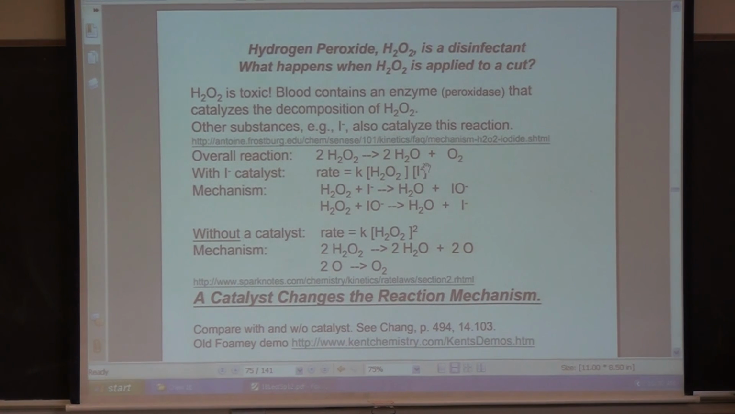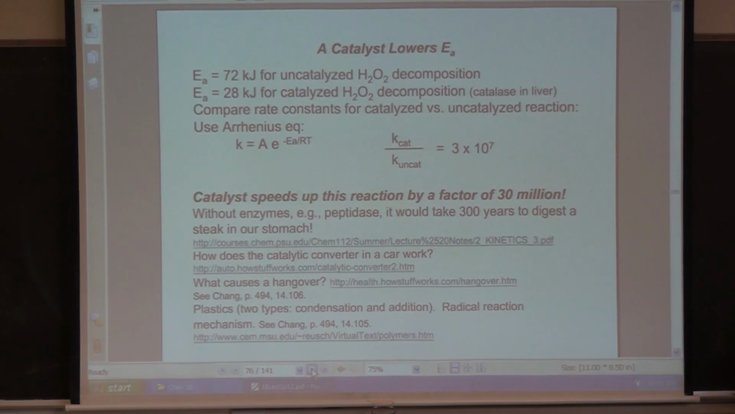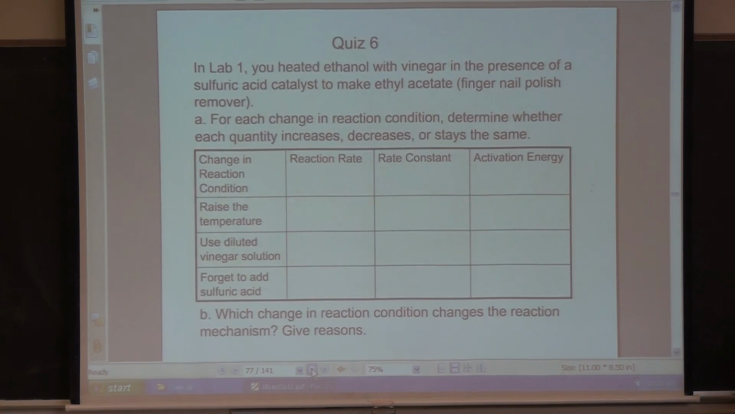Okay. So what we'll talk about on Tuesday in class, we'll look at the rate law without a catalyst, and we'll compare these mechanisms, and then we'll draw another reaction energy diagram to see how a catalyst changes the activation energy of a reaction. But in the last few minutes of class, let's practice doing some problem solving by taking your 6th quiz of this.